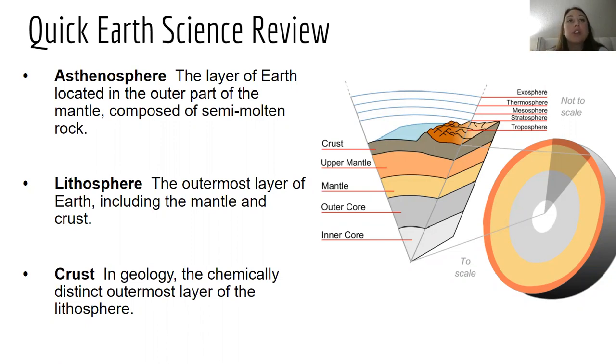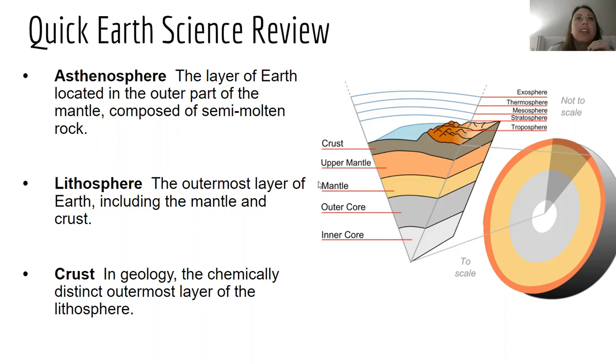So let me start at the beginning. We have the inner core and the outer core. These are made out of iron. And then we have the mantle, and on top of the mantle sits the upper mantle. The upper mantle is kind of like a molten plastic, and the crust sits on top of that upper mantle, so that's the outermost layer.